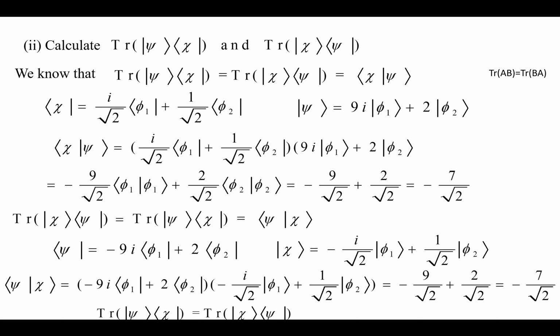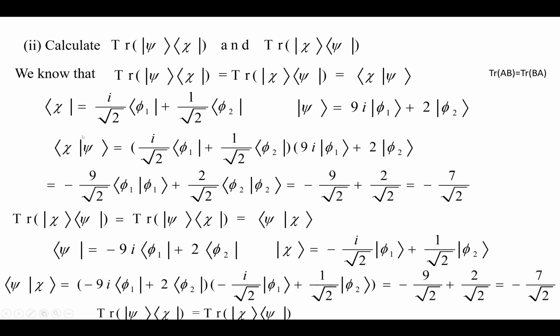Calculate the trace of a matrix. Usually the trace of a matrix is the addition of diagonal elements, we know already. So now we are going to calculate the trace of ket psi bra chi and the trace of ket chi bra psi. So we know that the trace of ket chi bra psi is equal to the inner product of chi and psi. We know already that trace of AB equals trace of BA. So using this condition, we have written this term.